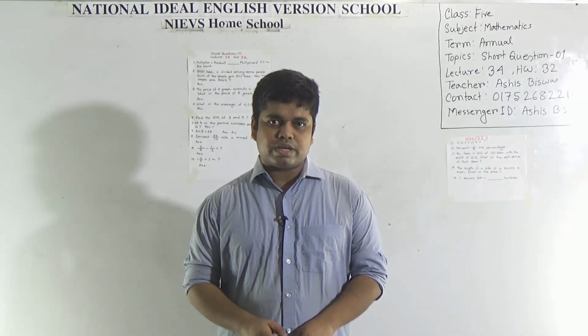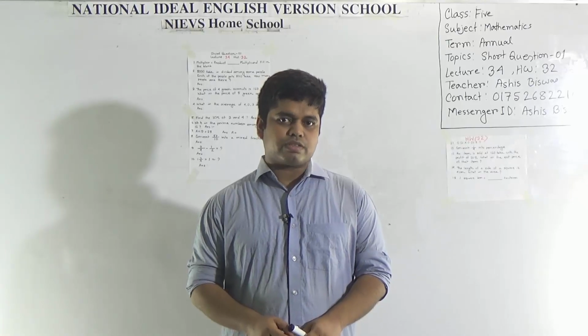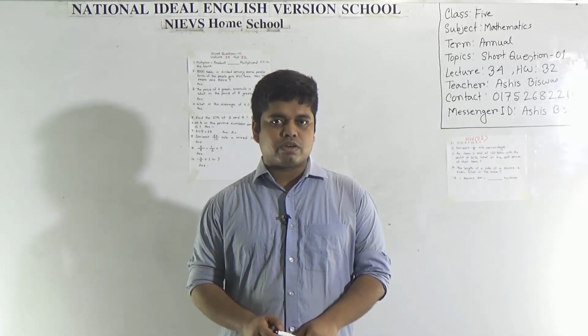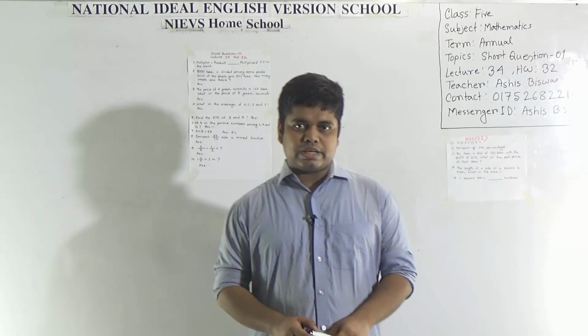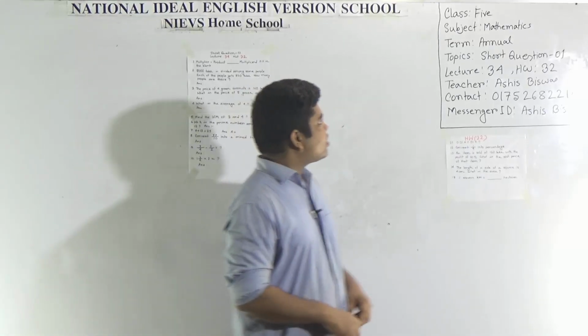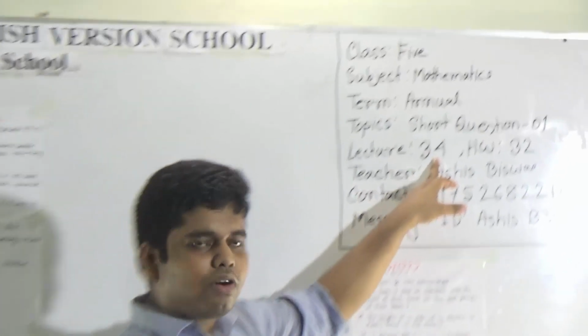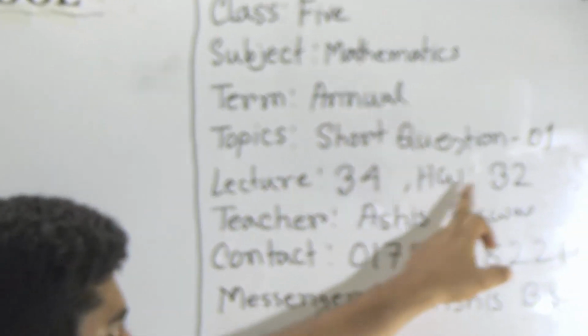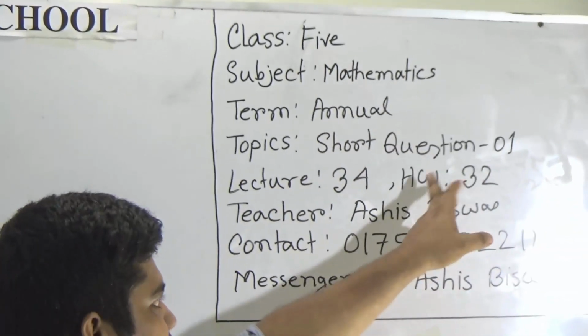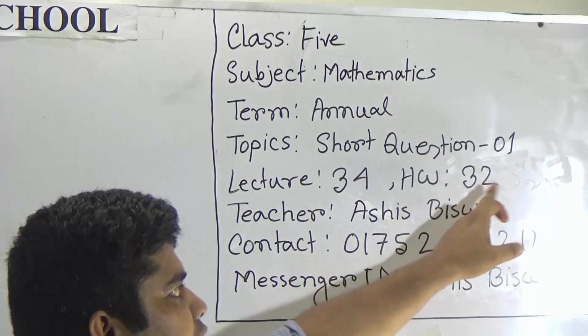My dear student, today I am going to take a math class for the students of class 5. Our today's topic is short question. So let us start our class. Today is our lecture number 34 of annual term, and today's SW number will be 32. I repeat, our today's SW number is 32. So let us start our class.